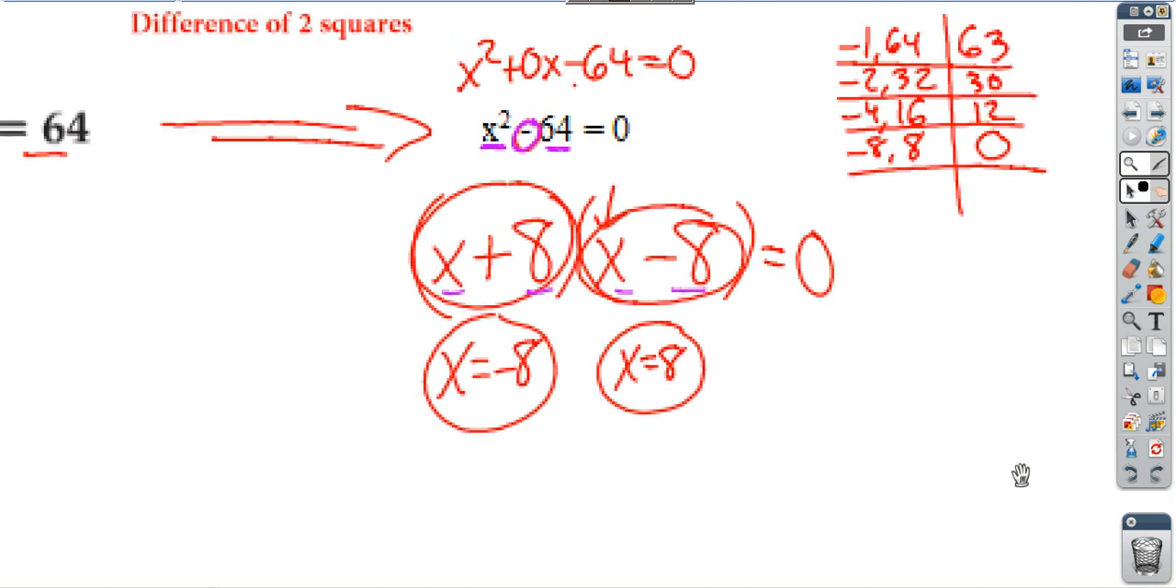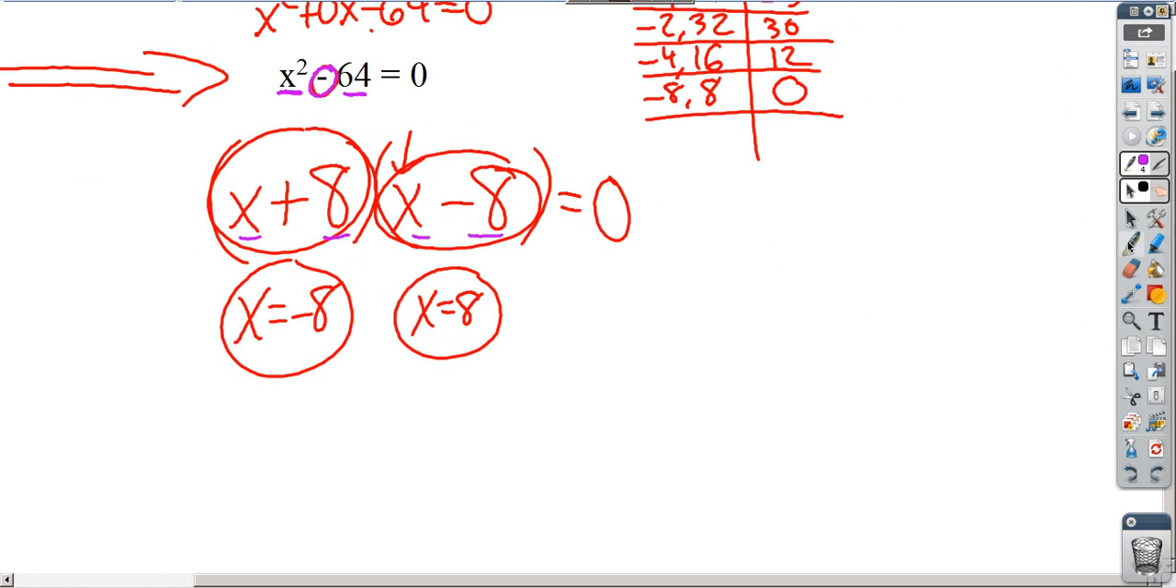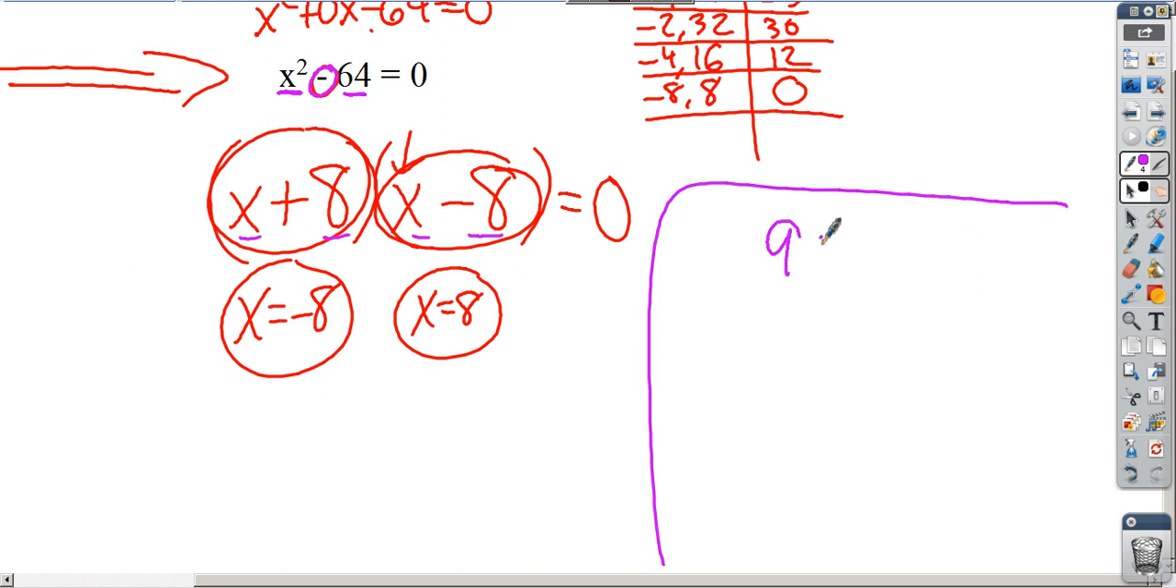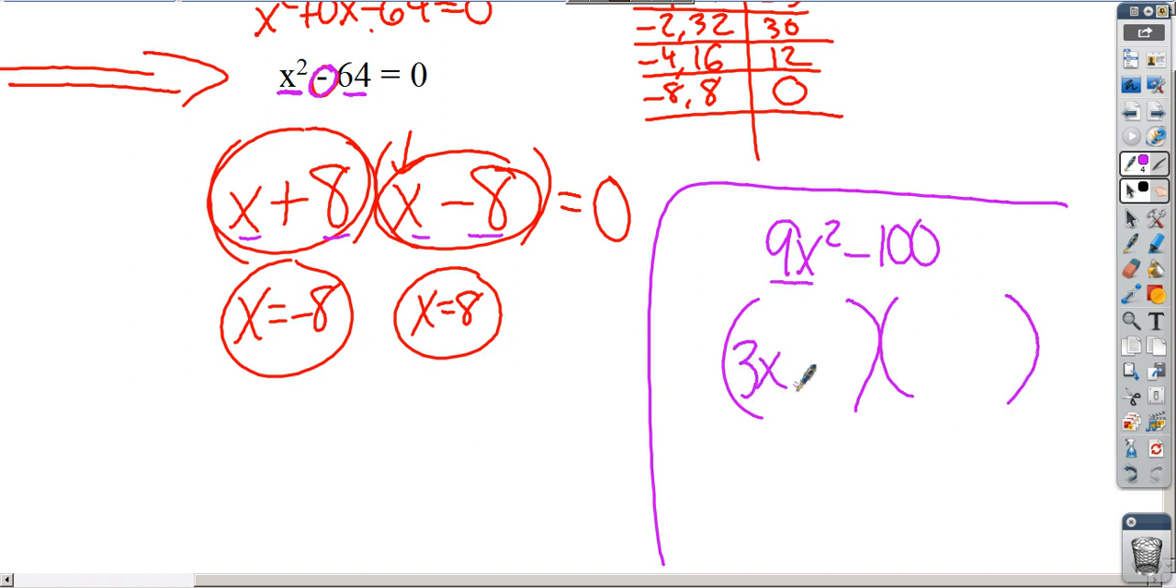I want to show you one more of those just to drive that point home. Let's say we had 9x squared minus 100. Okay, this is also a difference of squares. What did I square to get 9x squared? I squared 3x times 3x. What did I square to get 100? I had to do 10 times 10. And then how do I get there? There's no middle term here. Remember, for standard form, there's usually a middle term, a bx term, but that's not here. Okay, so how does that happen?